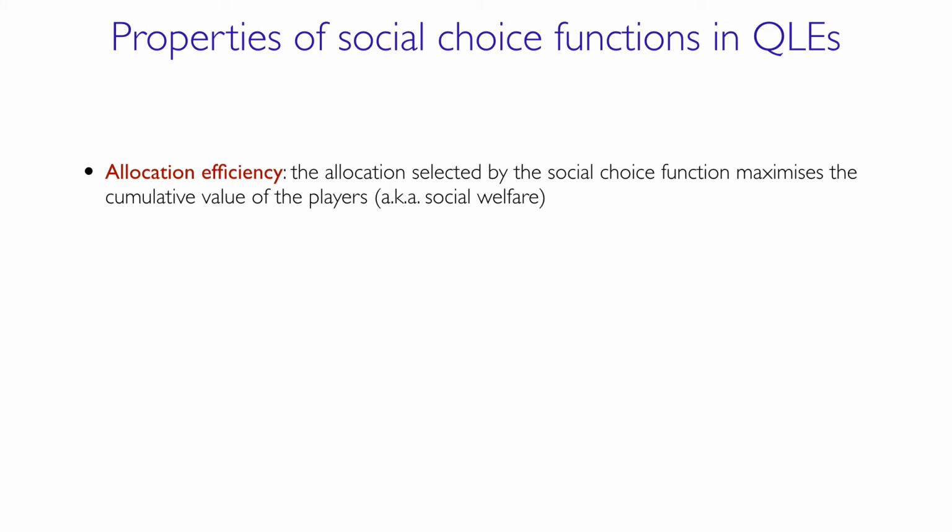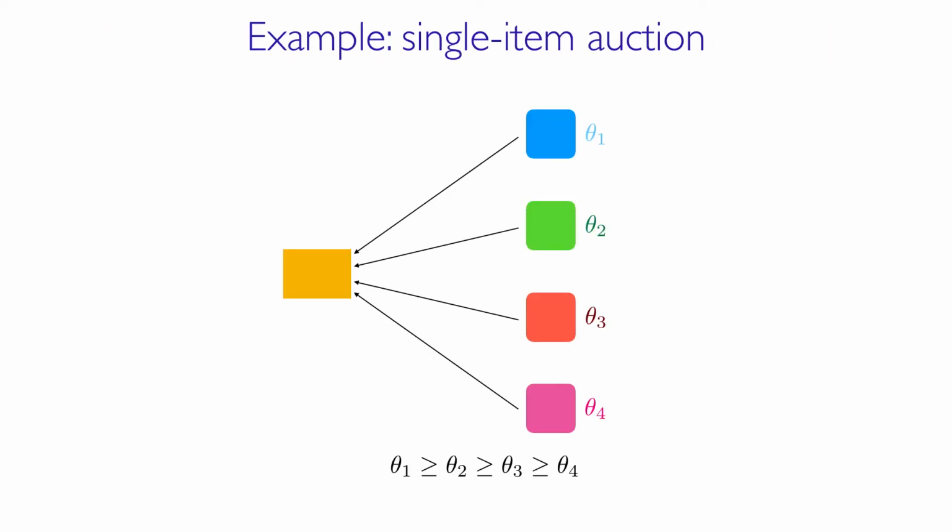In quasi-linear environments, some properties of the social choice functions are crucial. The first property is the allocative efficiency. We say that a social choice function is allocative efficient when the allocation k returned by the social choice function maximizes the social welfare. For instance, in a single item auction with 4 players, where the types are ordered such that the type of player 1 is the largest, then we have the type of player 2, and so on, a social choice function is allocatively efficient if it selects player 1 as the winner.